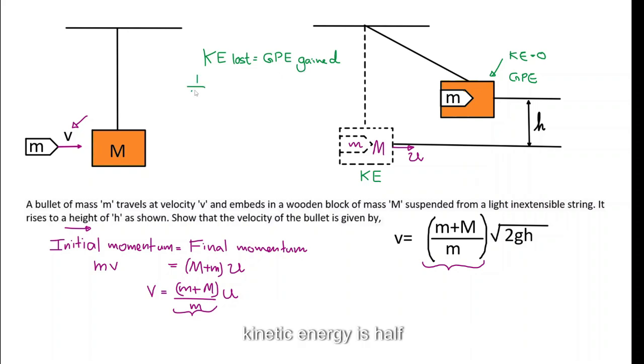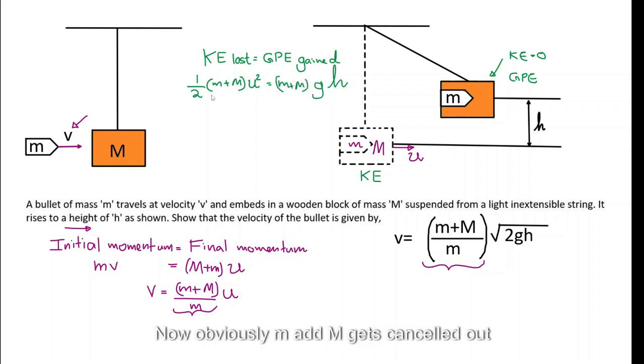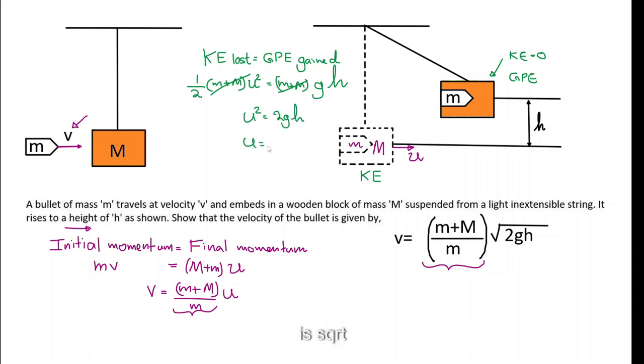Kinetic energy is half mv squared, where the mass is m plus M. V is the u here, the initial velocity, so half (m + M) u squared is equal to (m + M) gh. So (m + M), g, and the height is h. Now, obviously, (m + M) gets cancelled out on both sides. So I know u squared is equal to, the division by 2 becomes multiplication, 2gh. So u is the square root of 2gh.